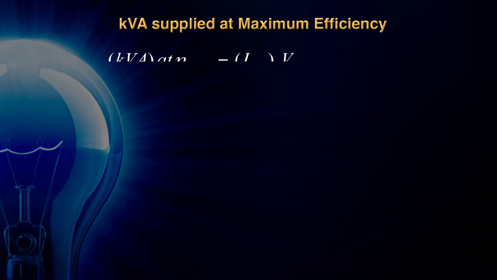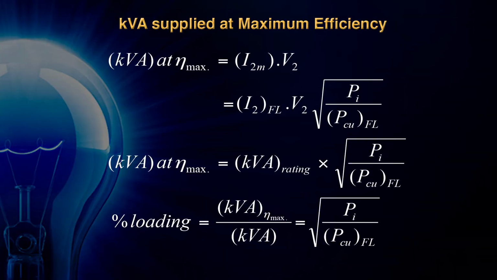Now we are going to discuss kVA supplied at maximum efficiency. As you know, for the constant voltage, that is V2, kVA supplied is a function of the load current. So kVA at maximum efficiency can be written as maximum current, that is I2M, multiplied by the voltage V2. As you know, this I2M can be replaced as I2FL multiplied by under root Pi upon PCU at full load. So just put the value here. So this kVA at maximum efficiency is equal to I2FL multiplied by V2 multiplied by under root Pi upon PCU at full load.